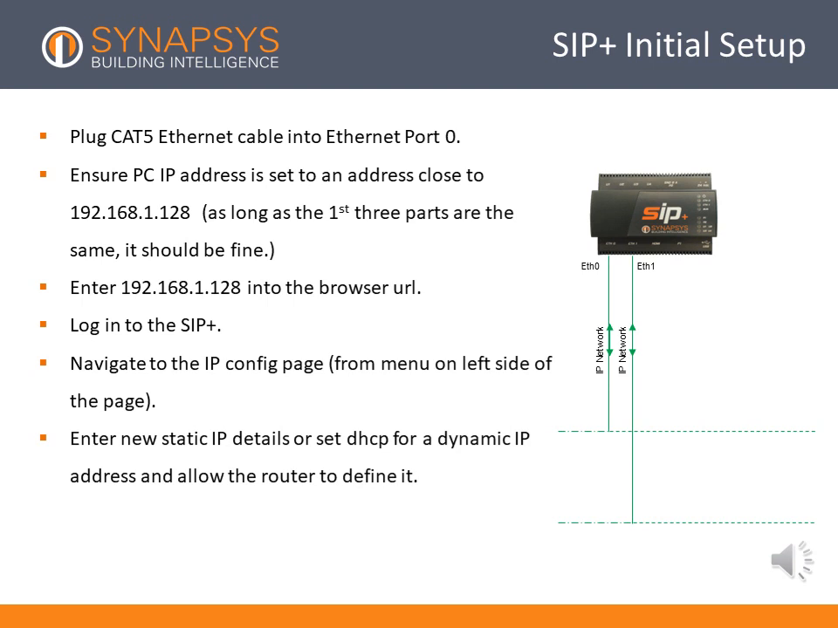The first configuration that is required in the SIP+ is the IP config page. The IP addresses will need to be set in accordance with the network the device will connect to. This is also where a second IP address can be set for Ethernet port 1.